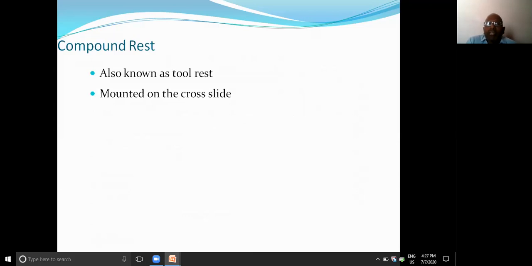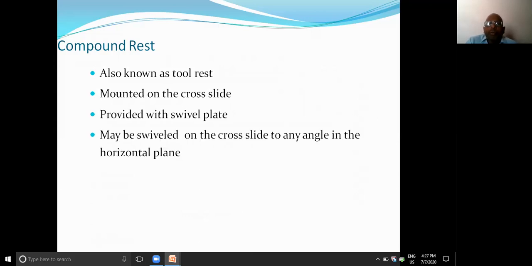In some locations, some people directly call the compound rest the tool rest. But the compound rest supports the tool post or tool rest. This compound rest is mounted over the cross slide, provided with a swivel plate. The compound rest has a base with a circular plate or disc. Now the circular plate is rotated to the required angular position.